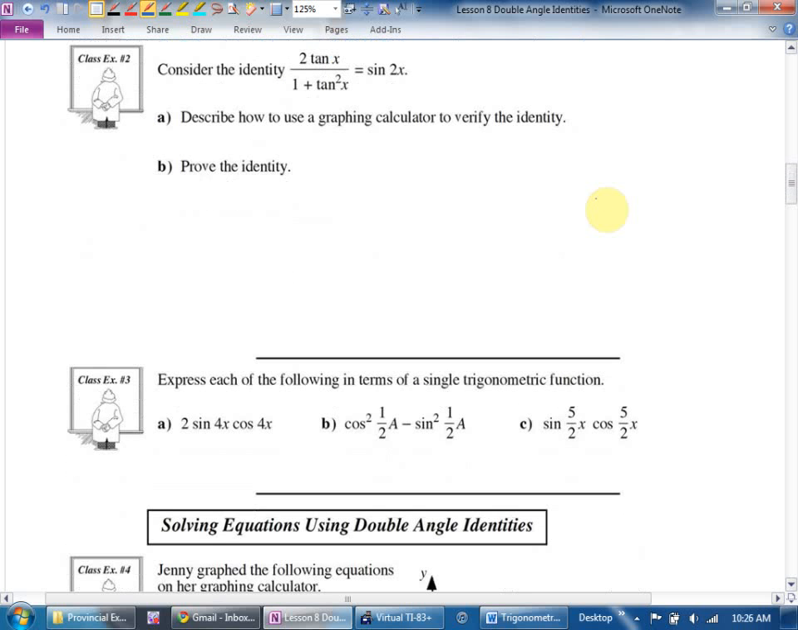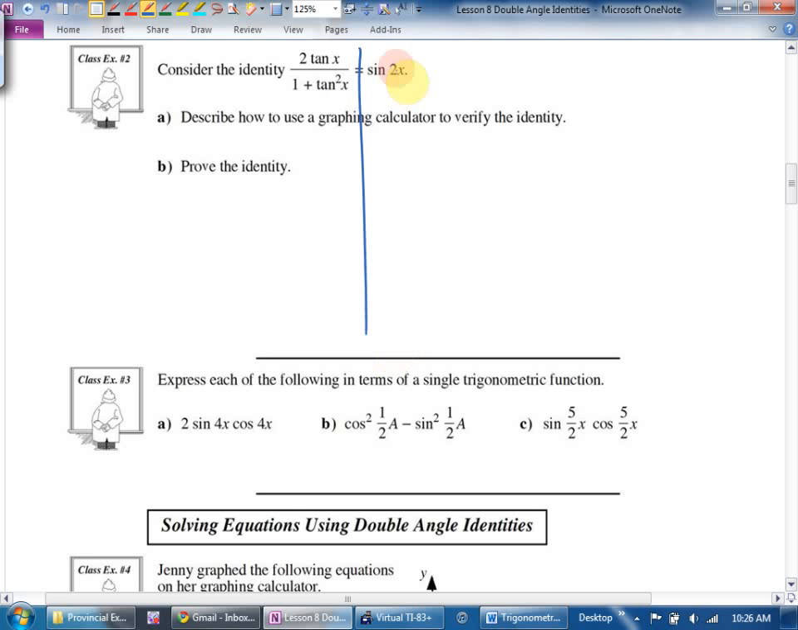Example 2. This is what I'm more interested in. It says, consider this identity. Describe how to use a graphing calculator. Well, I would graph the left side carefully. I would graph the right-hand side carefully. And if they're the same, how many graphs should I get on the screen? One. Prove it. Okay.